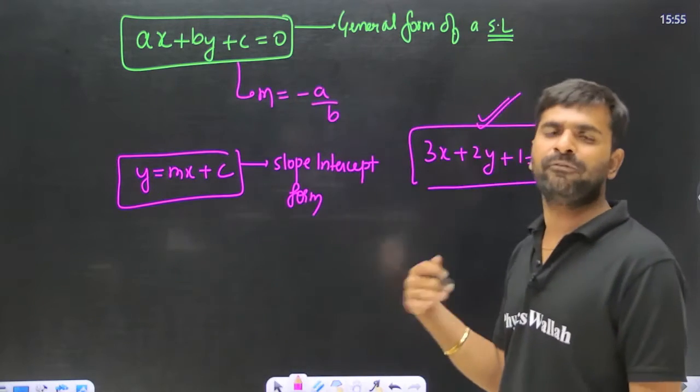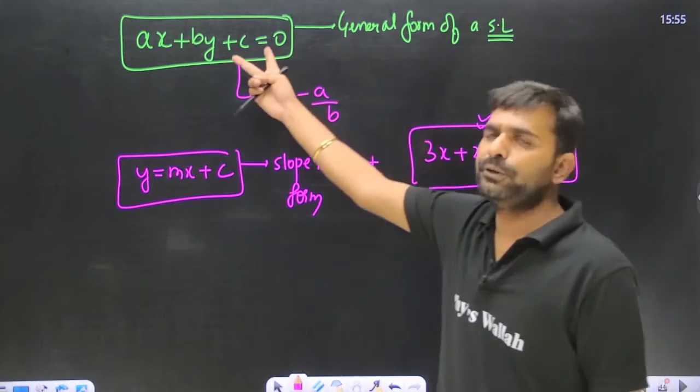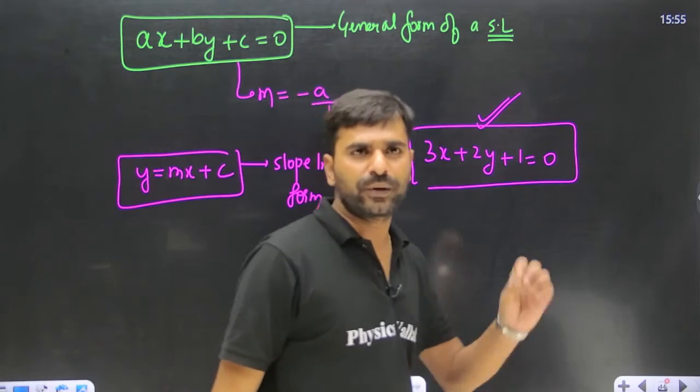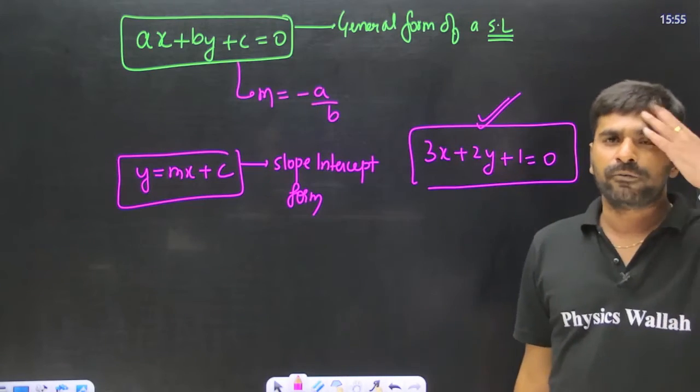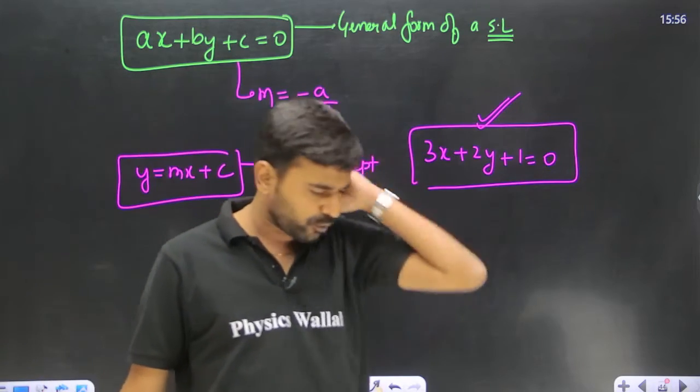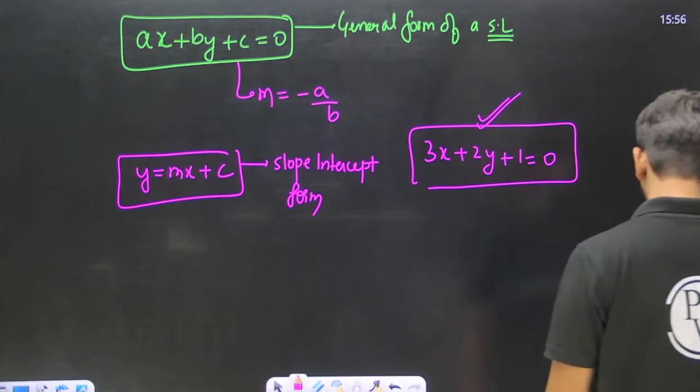So there are multiple forms of a straight line. If a line is given to you in this format, the general form of a line, you can write down the slope quite comfortably: minus times the coefficient of x divided by the coefficient of y. Yes, do remember this particular thing.